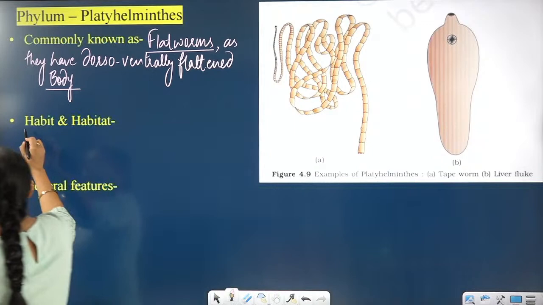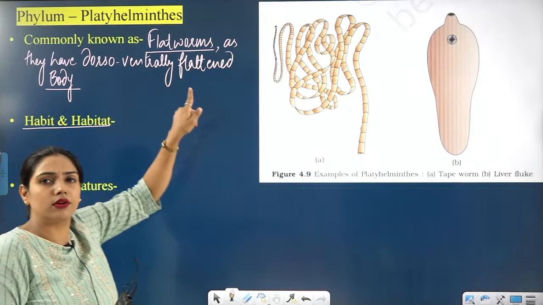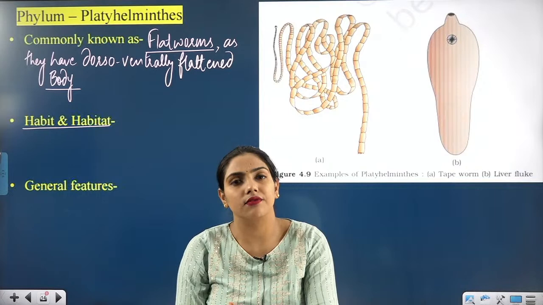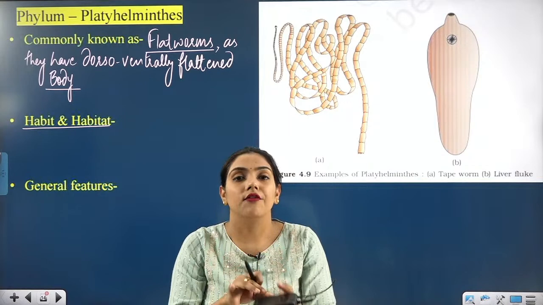Then if we talk about their habit and habitat, and dorsoventrally, you must be understanding dorsoventrally. What is the ventral side of mine? You can see me from the ventral side. So the front side is the ventral side and the back side is the dorsal side. So from both the sides, they are flat. That is the meaning of dorsoventrally flattened.